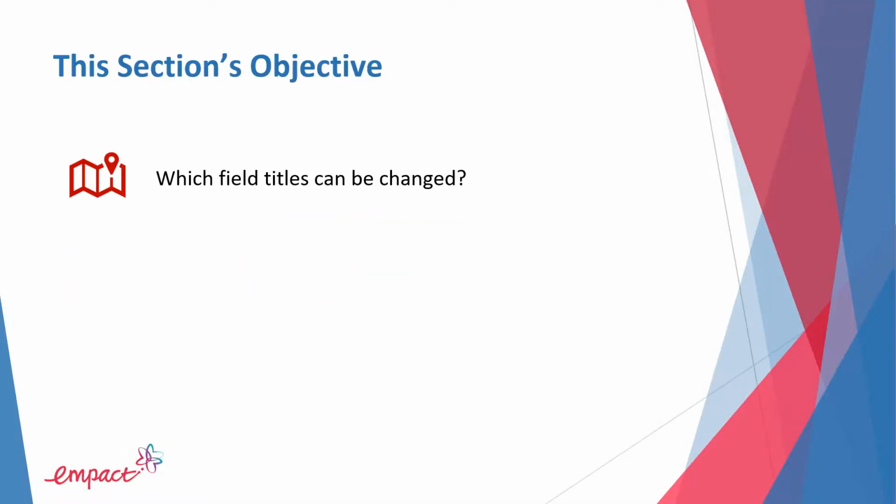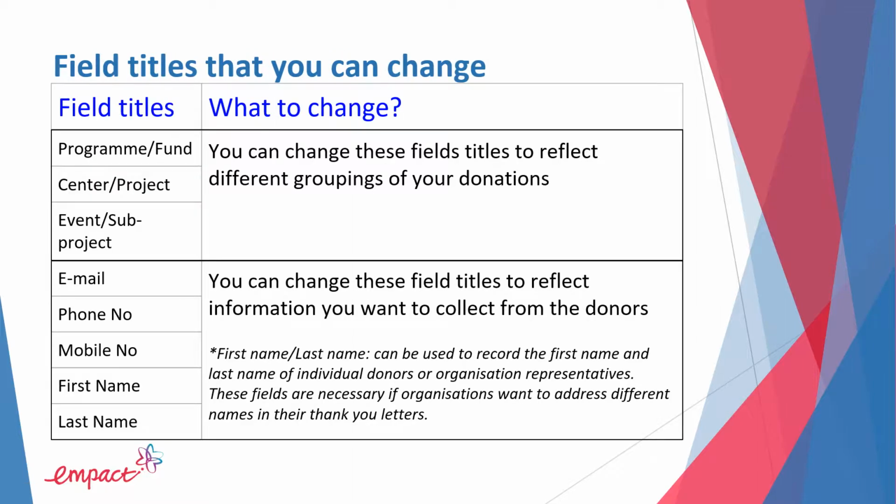In this section, we will be covering what field titles can or cannot be changed. Here are the field titles that you can change. Even though there are a lot of fields in Kaching, users are recommended to change the field titles of only the following fields: Program/Fund, Center/Project and Event/Subproject. These fields are different levels of groupings of donations. Depending on how your organization categorized donations, you can change the field titles to reflect that.